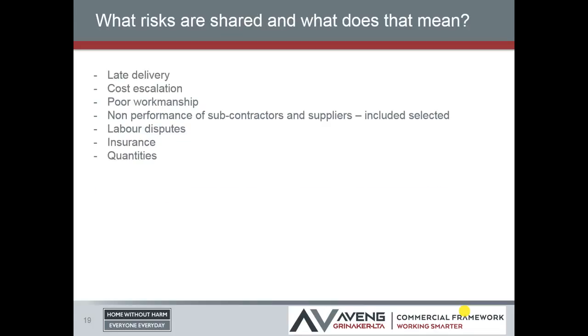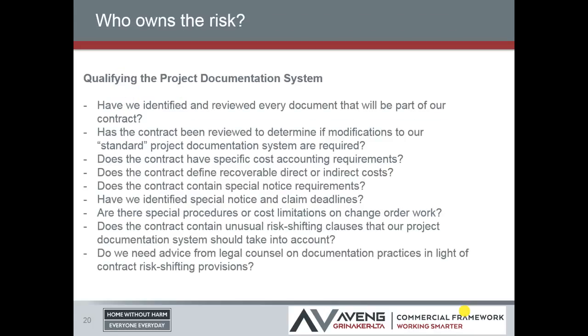So, you're looking at things like late delivery, cost escalation, poor workmanship, non-performance of subcontractors, labour disputes, insurance and quantities as critical things that you need to manage. So what's really important is that you sit down with the project team at the start of the contract, you re-communicate any standard terms, you look at the context of the project and say, okay, what risks are really major on this, and what do we have to do from a notification requirement, a documentation requirement, records, in order to manage that risk. And you also need to look at your project documentation system.